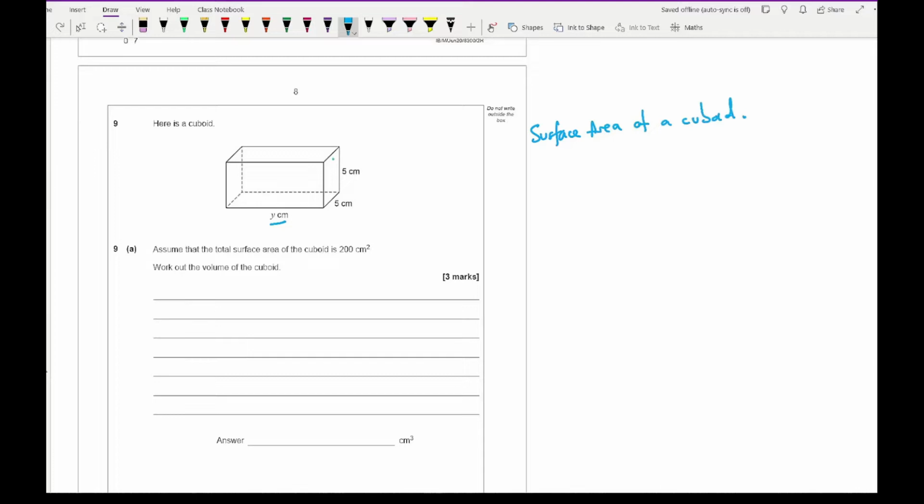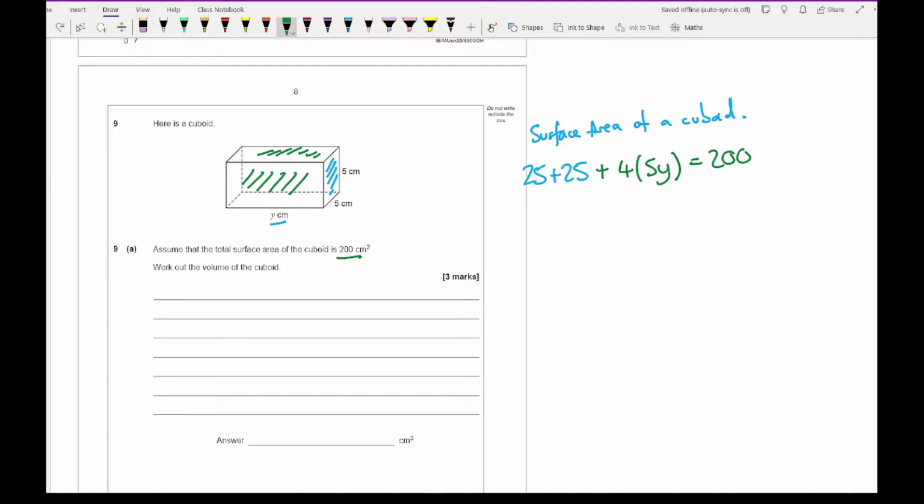well that's going to be 2 lots of this plus 2 lots of this plus 2 lots of this, and recognizing that this top side is actually the same as the front view. So what we've got is 2 lots of the blue, so we just write that. So we've got 25 plus 25, plus 4 lots of 5y. And that all adds up to 200.